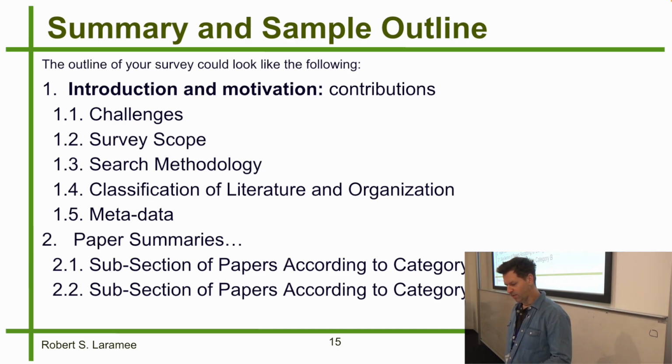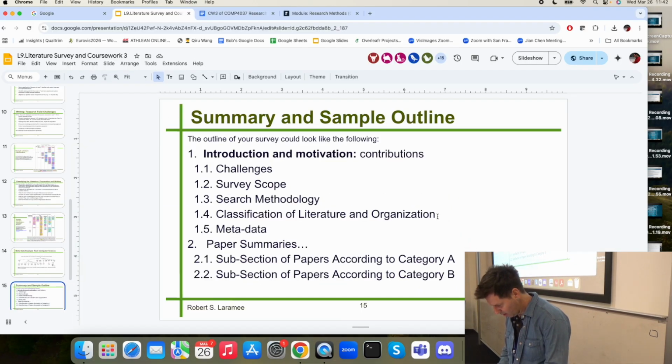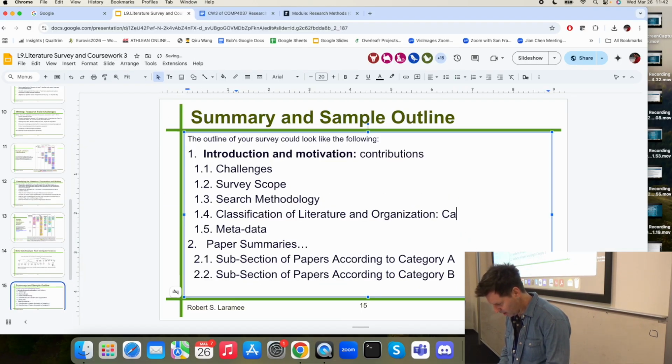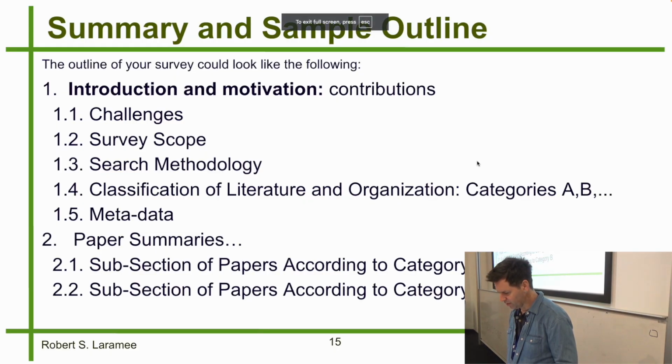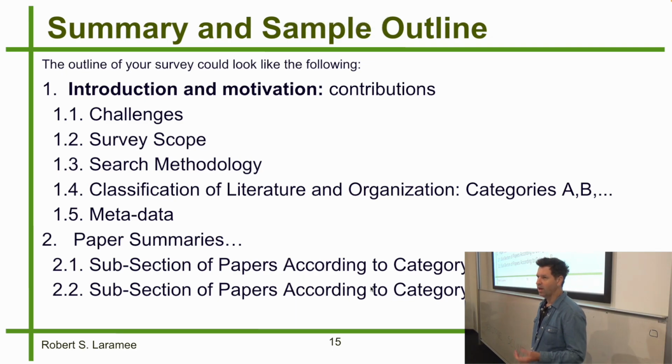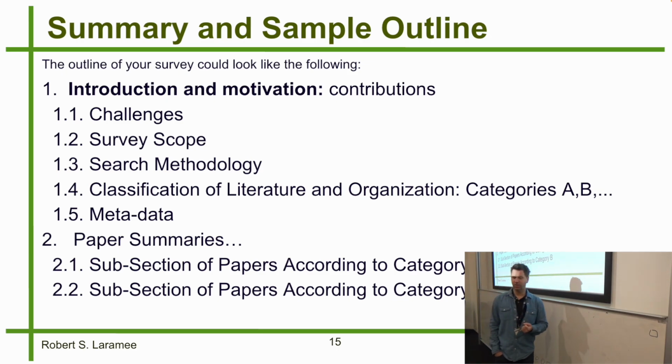And your classification introduces groups, so it could be group A, B, and C. For each group, you have a subsection of papers according to category A. I could make this a little bit clearer. Categories A, B, etc. So you have a subsection according to category A and another subsection according to category B. And you might have more than two subsections.